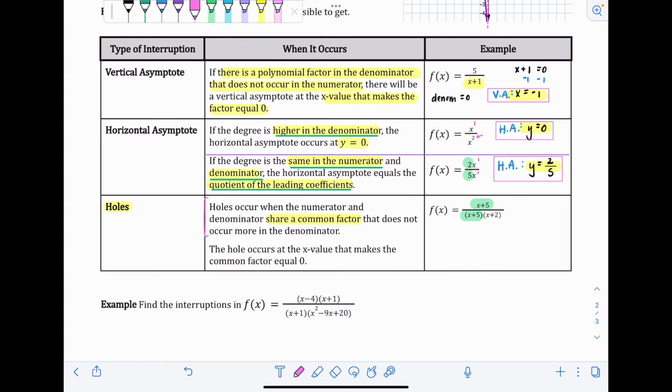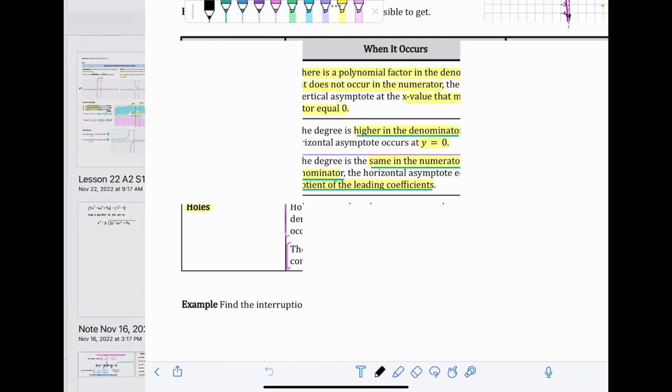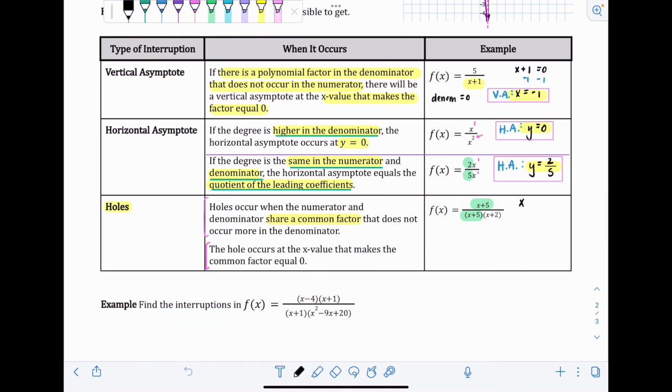And then the next part, the hole occurs at the x value that makes the common factor equal 0. So the common factor is x plus 5. If you're not sure what x value makes that equal 0, you can take that common factor and just set it equal to 0 and then solve for x.